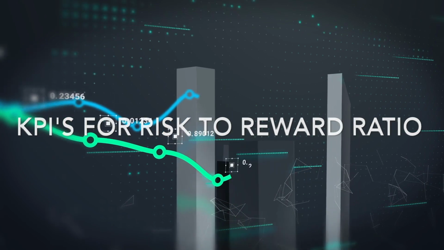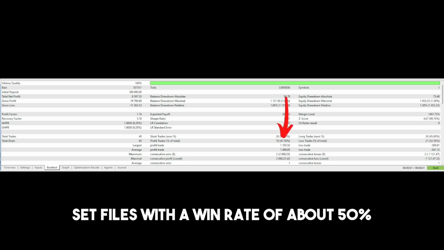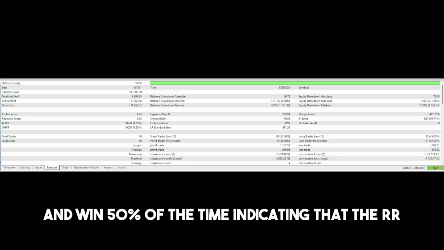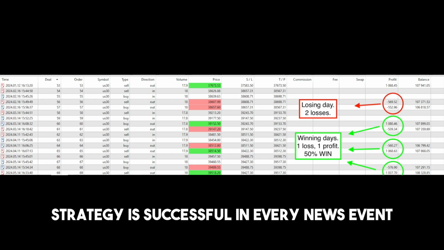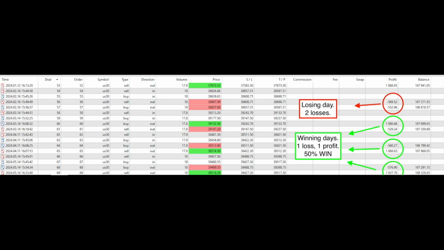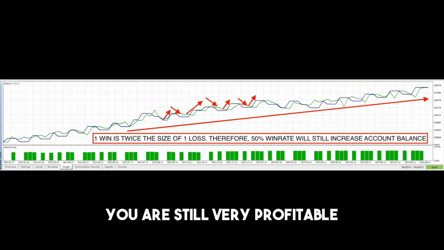KPIs for risk to reward ratio. In your Results tab, you should look to find set files with a win rate of about 50%. This means that you lose 50% of the time and win 50% of the time, indicating that the RR strategy is successful in every news event, and thus you are consistently making profits. Even if you only win half of the trades, you are still very profitable.